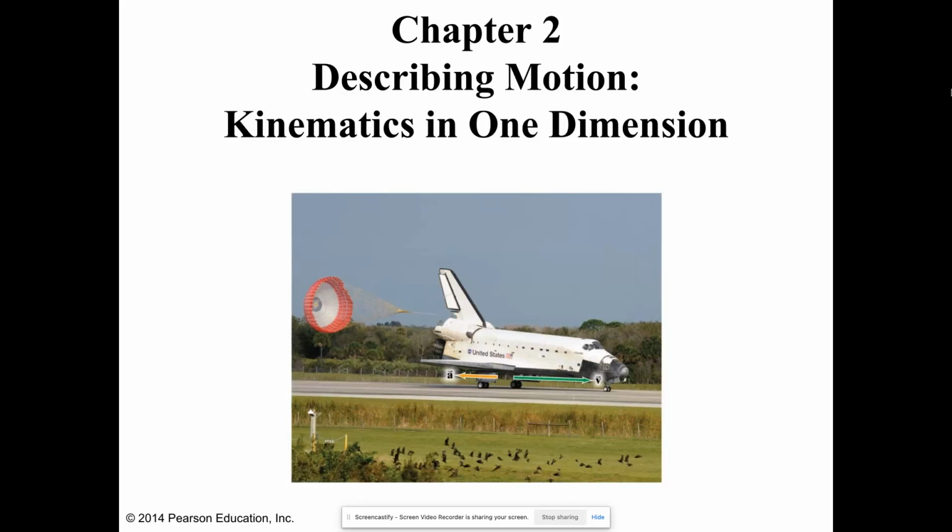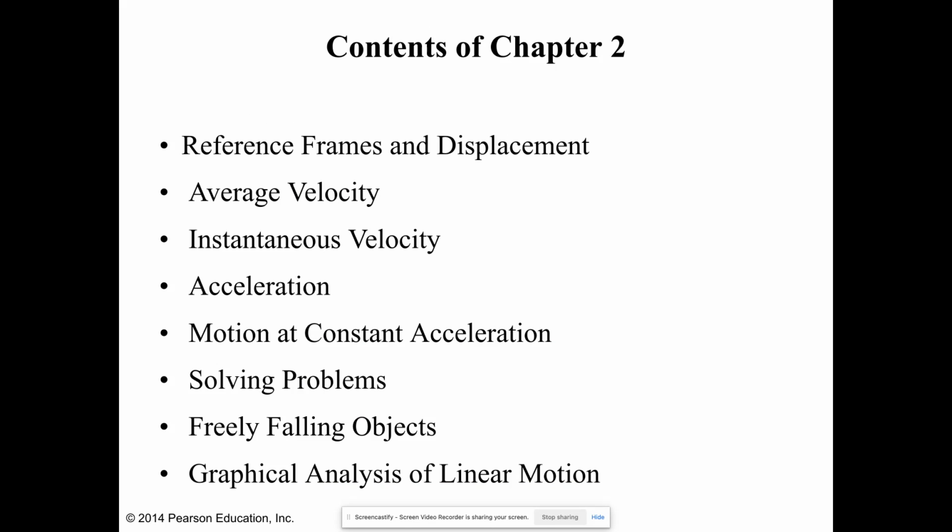So we're going to talk about motion in one dimension. This is a brief overview of what we're going to talk about today. We're going to talk about frames of reference. If you don't know what a frame of reference is, are you sitting still or moving? Yeah, it depends on the frame of reference, right? If we're in the frame of reference of my classroom, you're sitting still. But if we're on the sun, man, we're really moving fast, okay?